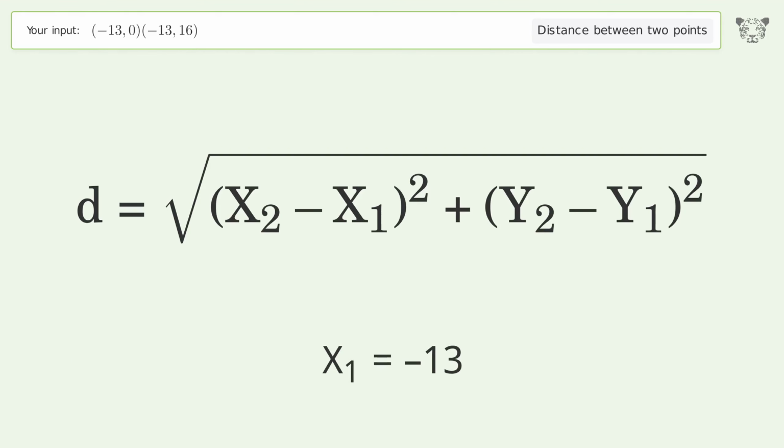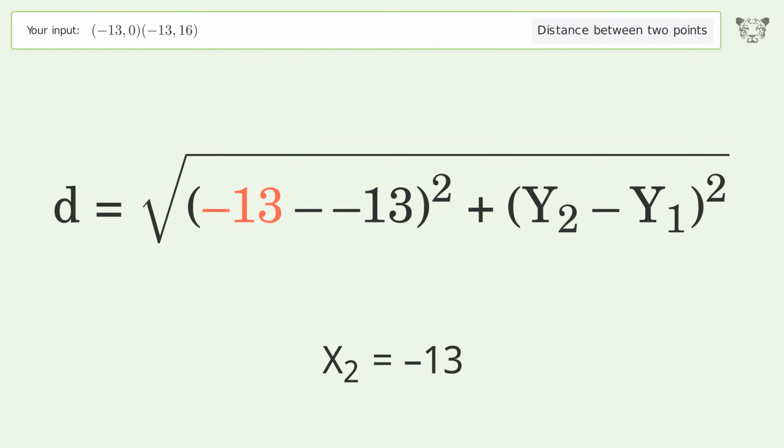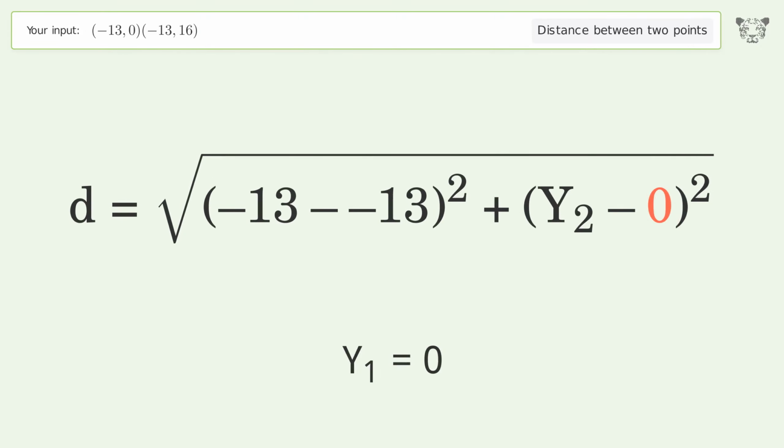x1 equals -13. x2 equals -13. y1 equals 0. y2 equals 16.